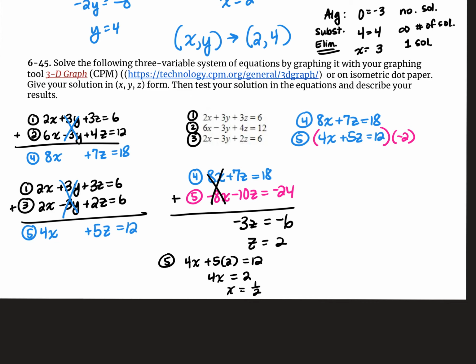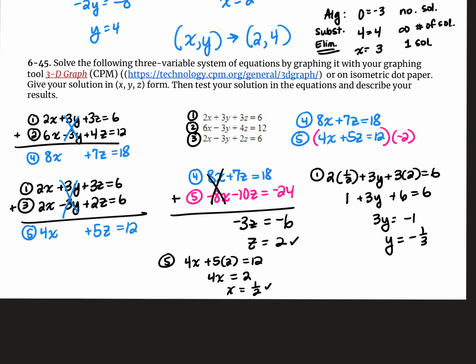And then I can plug in x equals 1/2 and z equals 2 into one of my original equations. So let's do the first equation. Let's just plug this into equation 1. So 2 times a half plus 3y plus 3 times 2 equals 6. And then from there, I can continue to solve this. So I would have 1 plus 3y plus 6 equals 6. That's going to give me 3y equals -1, so y equals -1/3.